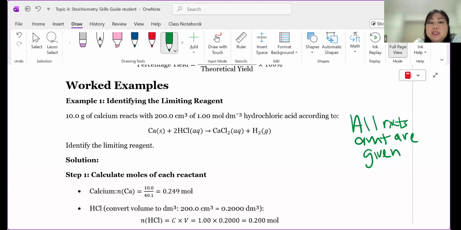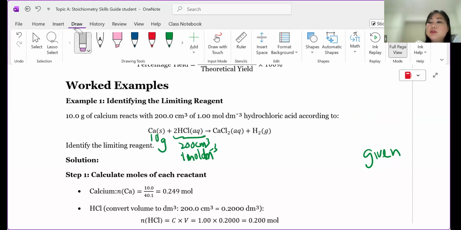As long as in some way they give you the amount of all the reactants present, you must determine limiting reagent. So you see this case, this one they tell me is 10 grams. This one they tell me is 200 cm cube of 1 mole per dm cube. So they gave me all the amounts, because in whichever way, all the values that they give me allow me to find the number of moles of each one. So I know all the amounts, which means this question must do limiting reagent.